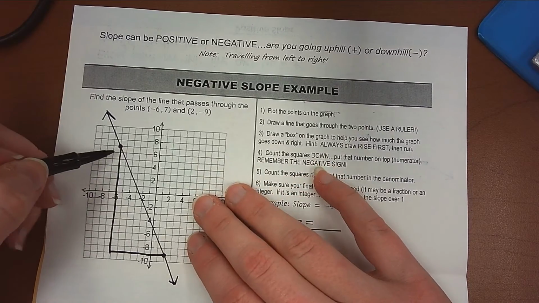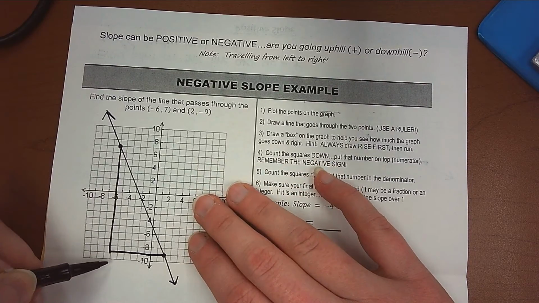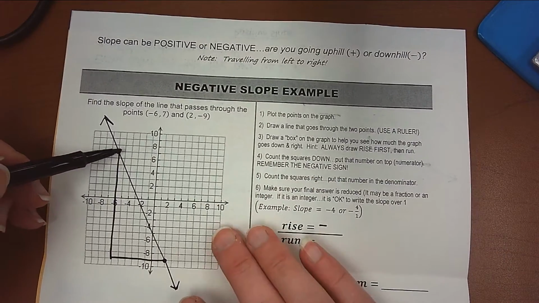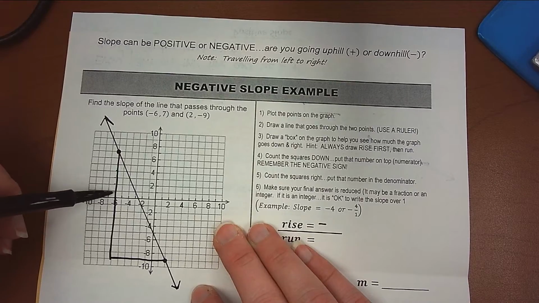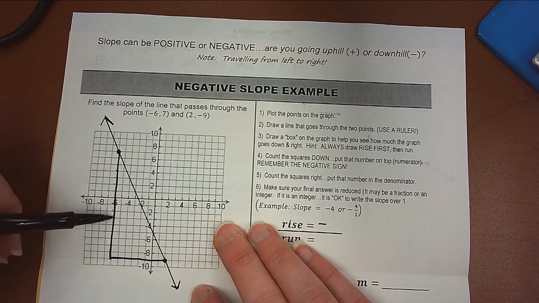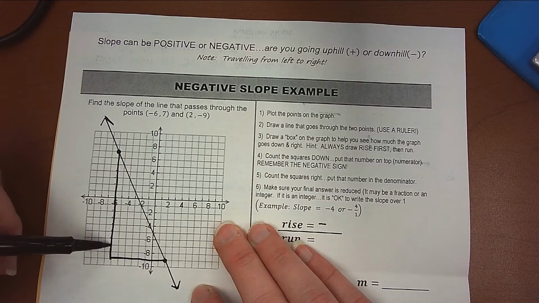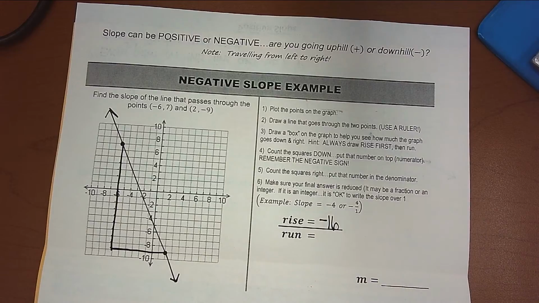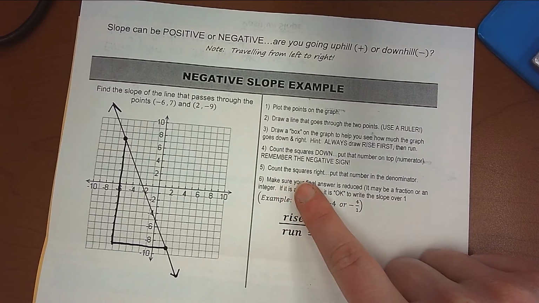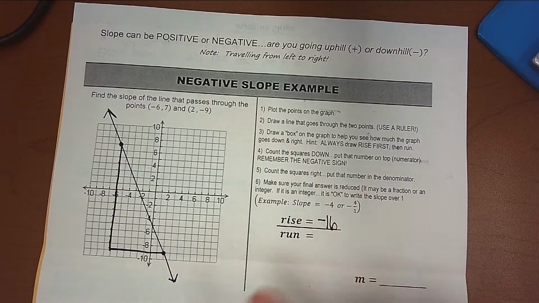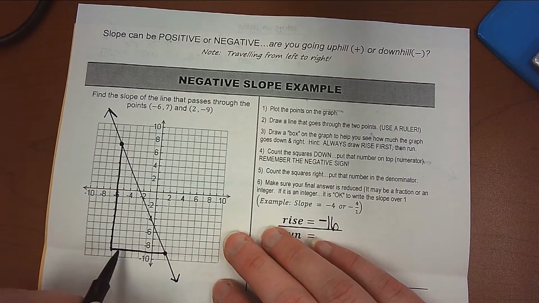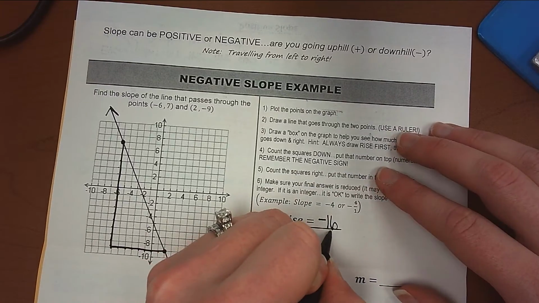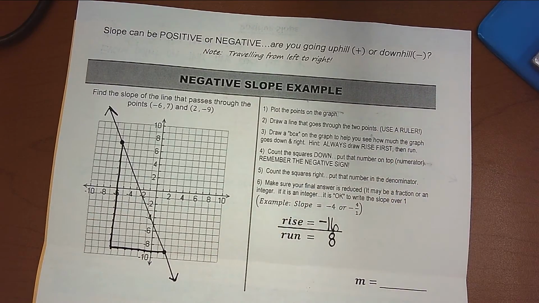Remember the negative sign. Because we're going down, this is a negative change, so we have to put a negative with our rise. And it's going down 1, 2, 3, 4, 5, 6, 7, 8, 9, 10, 11, 12, 13, 14, 15, 16 boxes. So the rise here is -16. Count the squares right and put that number in the denominator. So from here to here, 1, 2, 3, 4, 5, 6, 7, 8 boxes is my run from left to right.